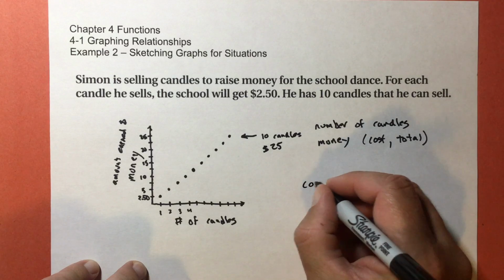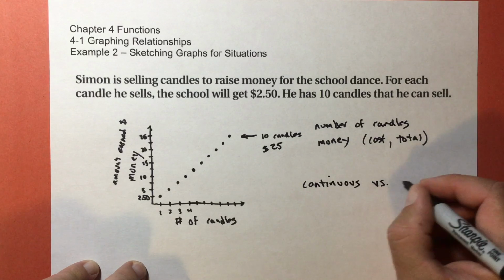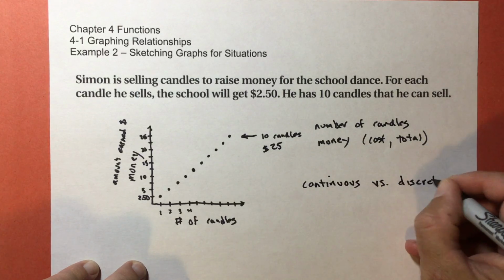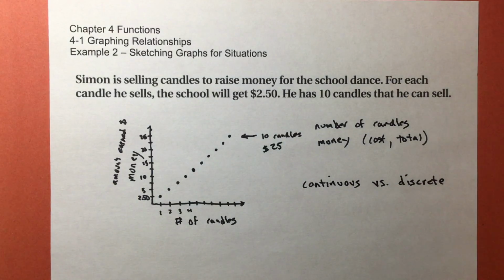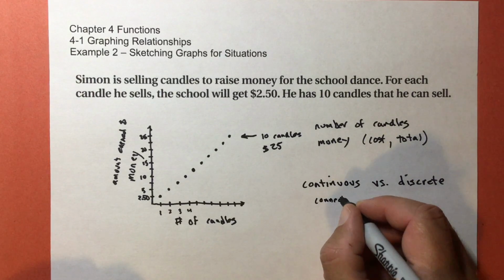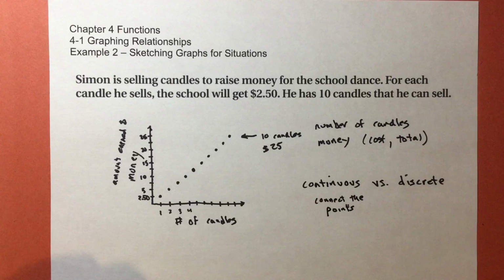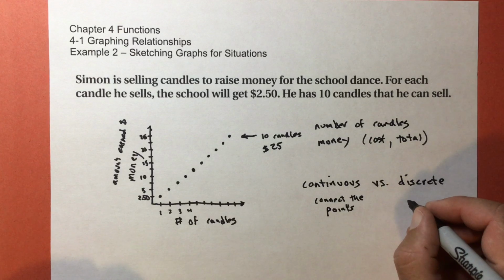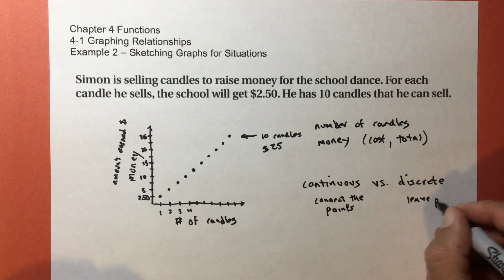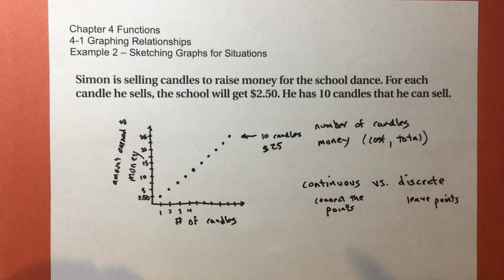Is this continuous or discrete? 2 big vocabulary words that are probably brand new for most of you. All right? If it's continuous, I'm going to connect the points. So I would draw a line through all these. Okay? And if it's not in a straight line, I would draw a curve. If it's discrete, I leave the points. So if this is discrete, I'm going to leave it.